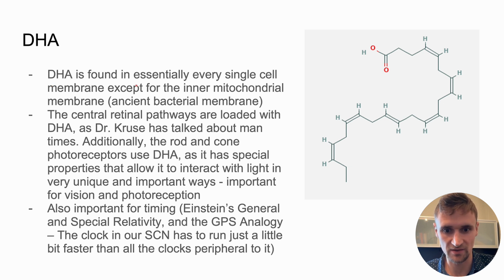DHA is found in essentially every single cell membrane in the human body except for the inner mitochondrial membrane. The reason for that is because the inner mitochondrial membrane is an ancient bacterial membrane, because the mitochondria themselves are actually ancient bacteria.